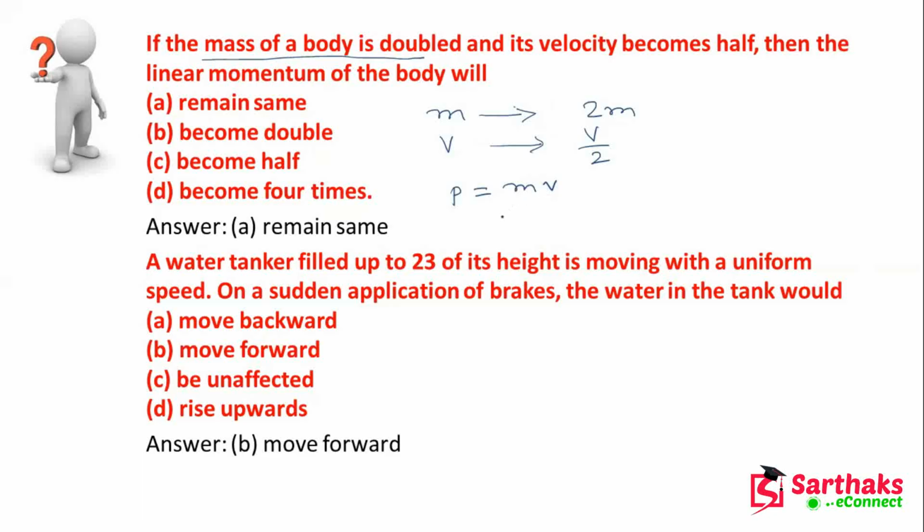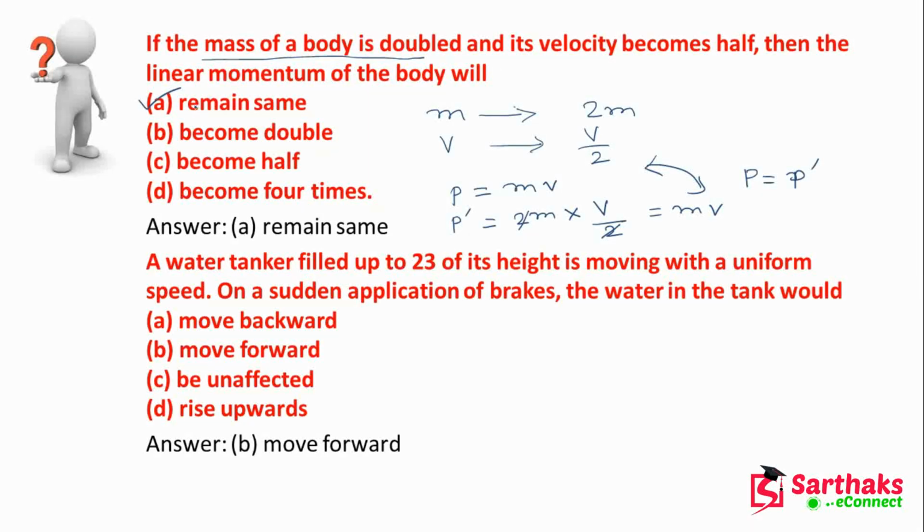Now this is the previous one. Now the new momentum, suppose I am writing p dash. So the new momentum is twice m into the new velocity, that is v by 2. So these two will be cancelled. That means it will be mv. So we can say that p equals p dash. That means the momentum is the same. So if the mass of the body is doubled and velocity becomes half, then also the linear momentum of the body will be the same.